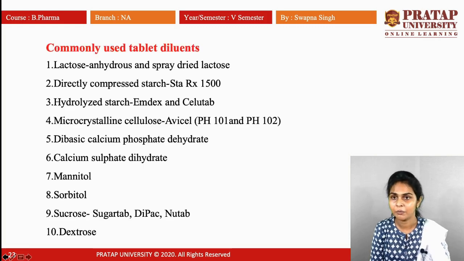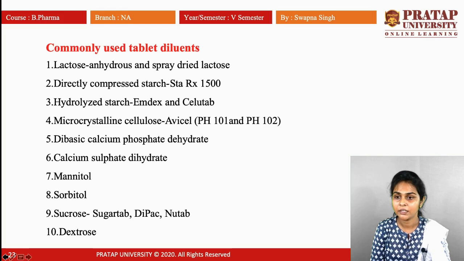So there are some examples of tablet diluents. First one is lactose anhydrous and spray dried lactose. Second is calcium sulfate dihydrate, mannitol, sorbitol, hydrolyzed starch, Amdex or Celutab. Avicel is a microcrystalline cellulose. Next is dibasic calcium phosphate dihydrate and dextrose, sucrose, three types of sucrose: sugartab, dipac and nutab.